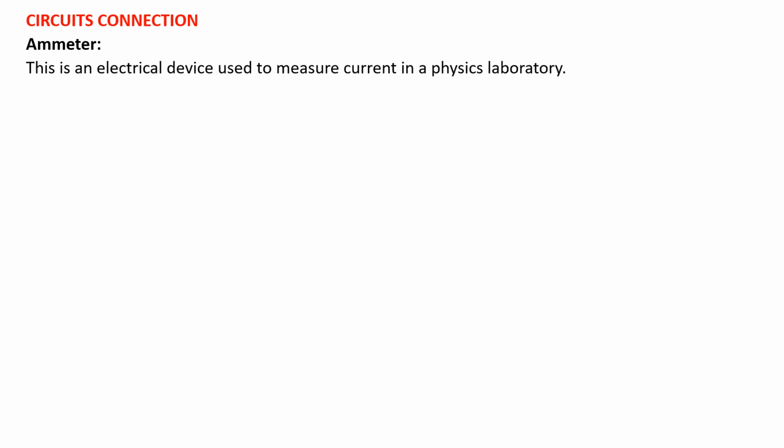Circuits connection. An ammeter is an electrical device used to measure current in a physics laboratory. We know that one. An ammeter has a very low resistance. Why?